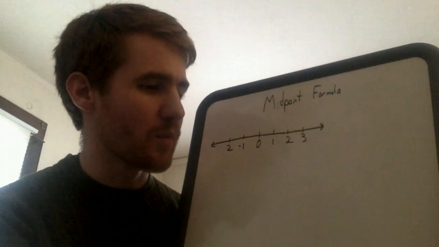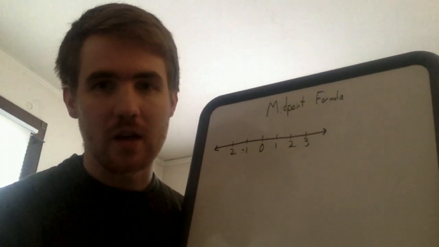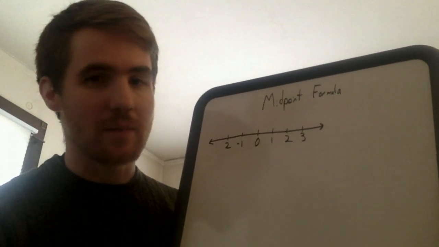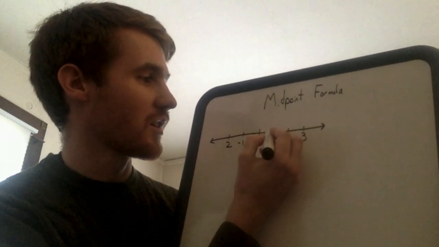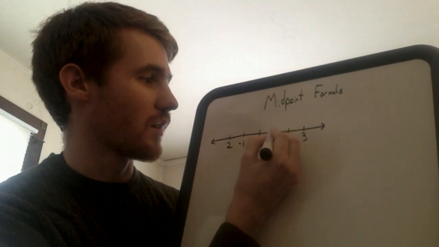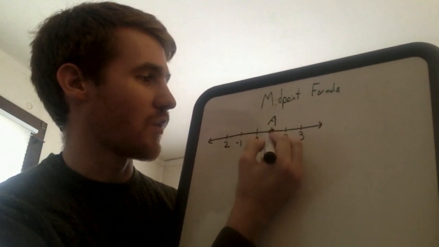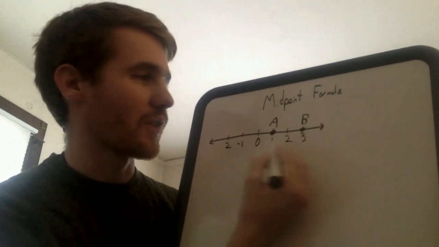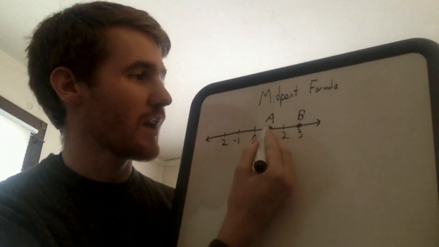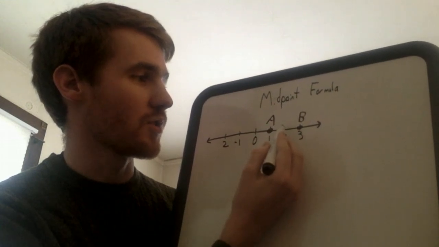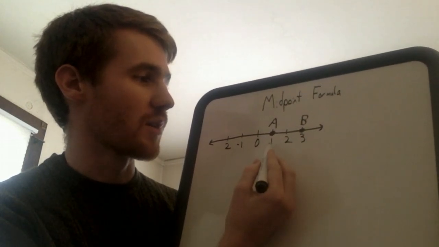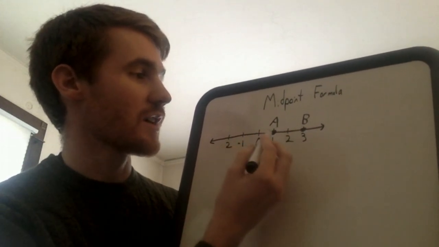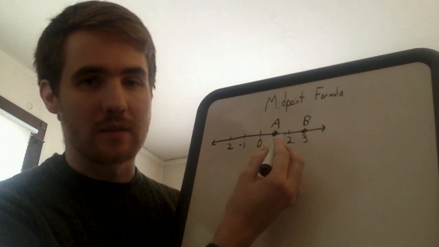So starting with the midpoint formula, we use the midpoint formula when we are trying to find the midpoint between 2 points. So for example, on this number line here, we have one point A at 1, another point B at 3. The midpoint between A and B would be 2. We can see 2 is right in the middle of 1 and 3. So in this case, when it's a number line, it's pretty easy. You just have to find what is in between them.